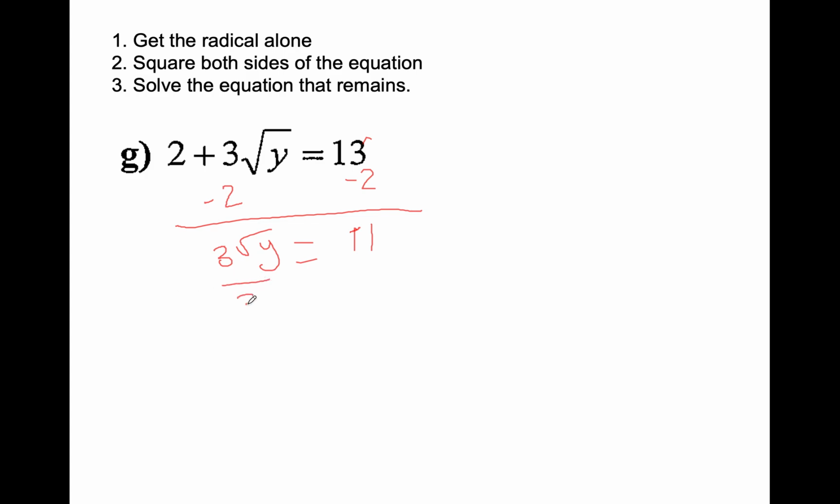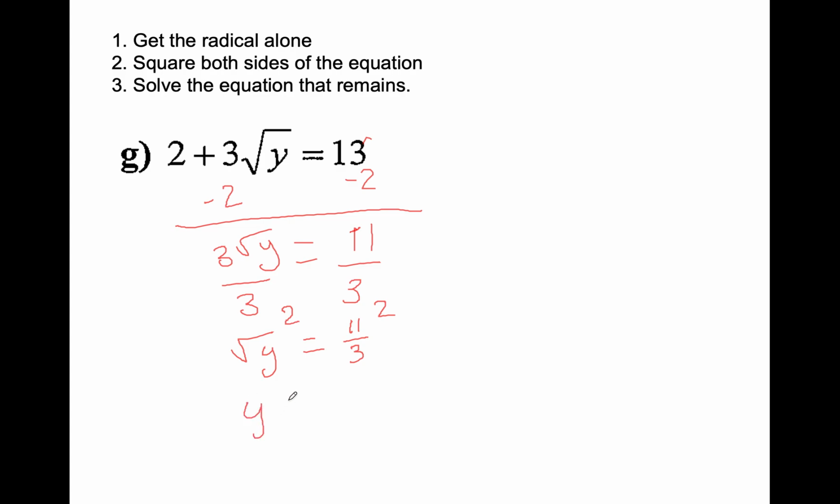I'm going to divide by 3 on both sides. So I'm left with radical y equals 11 thirds. I can't simplify this fraction. Next, since my radical is alone, I'm going to square both sides of the equation.